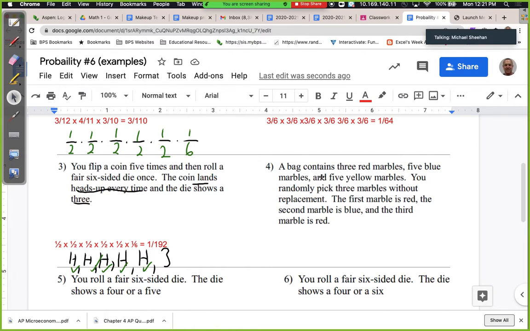So it's almost never going to happen. You're going to get 5 heads in a row and then a 3. It should happen 1 out of every 192 times you try this. In other words, you should have to try this almost 200 times before you actually get what you're looking for.